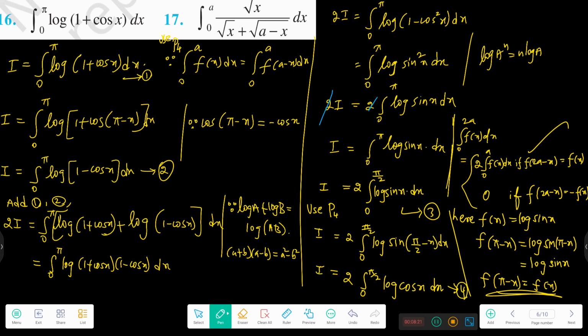Add 3 and 4. What you will be getting? Let's see. Can I have the first page? Is anyone writing the first one? Okay. Whatever the question we asked, they are maintaining silence.